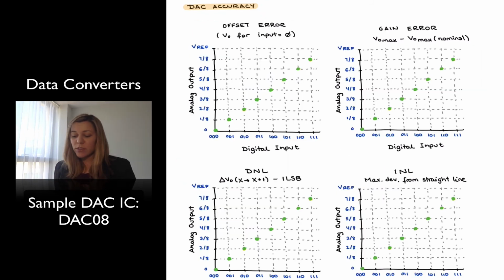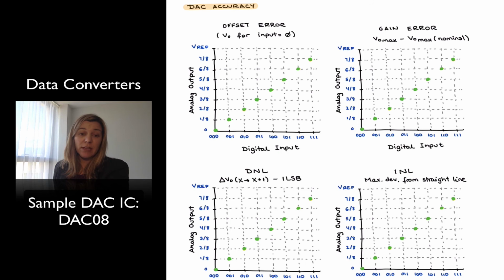And I mentioned that I wanted to get a little bit more into detail with the different sources of accuracy errors: offset error, gain error, DNL, and INL. So I've represented a few plots here to try to illustrate what those mean. We've already mentioned that the offset error is equal to the output voltage when the digital input is equal to 0.